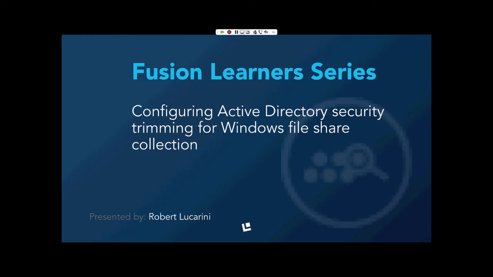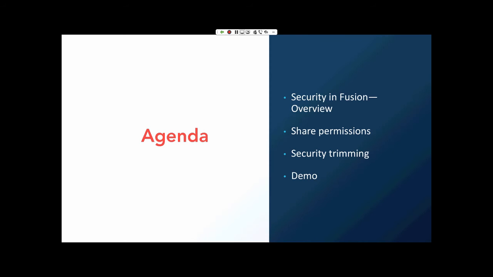In today's Fusion Learner Series, I'll be discussing how to configure an Active Directory security trimming for a Windows file share collection. I'll be going over the security aspects within Fusion, Windows file share permissions, security trimming, and finally the demo.